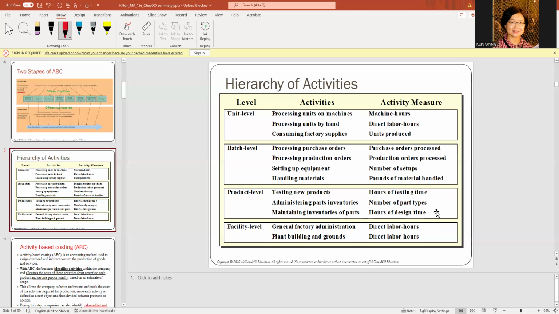And then finally, we have the facility level type of cost pools related to your general factory administration, like the supervisor's salaries, the factory level management team, their admin, their payrolls, and their other general expenses. Property tax we paid to the whole facility of the manufacturer, or insurance, or plant building depreciation or maintenance. Okay, that's the facility level.